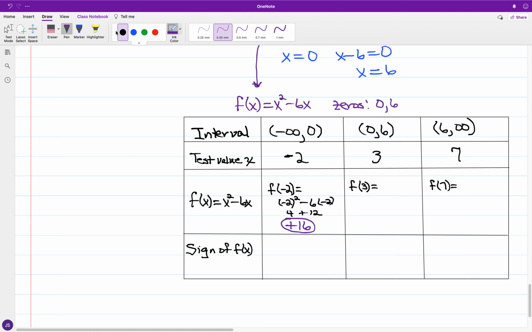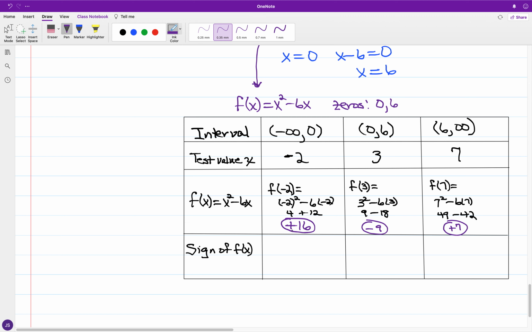Okay, we have for f of 3, so you have 3 squared minus 6 times 3. 3 squared is 9. -6 times 3 is -18. And 9 minus 18 becomes -9. And then for f of 7, so you have 7 squared minus 6 times 7. 7 squared is 49. -6 times 7 is -42. And 49 minus 42 is going to be a positive difference. That's 7.